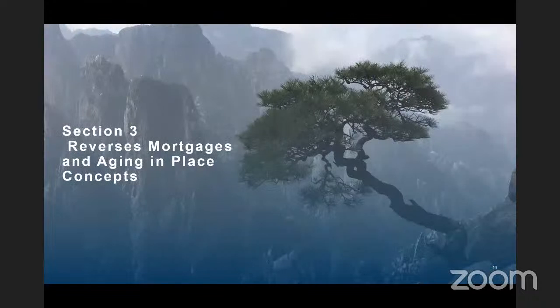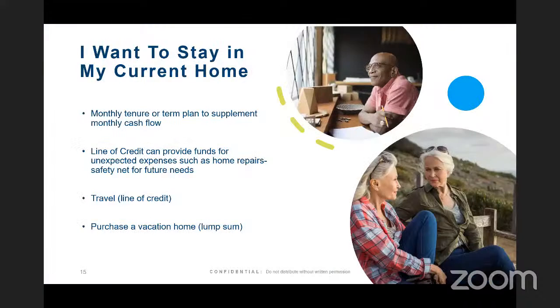Reverse mortgages and aging in place concepts. Let's talk for a moment about someone who says, I want to stay in my current home. My current home fits my needs overall, and this is where I want to age in place. They could, as we said, take a monthly tenure or term plan for the reverse mortgage to supplement monthly cash flow and cover additional needs. The line of credit can provide funds for unexpected expenses, such as home repairs. And it's a safety net for future needs.